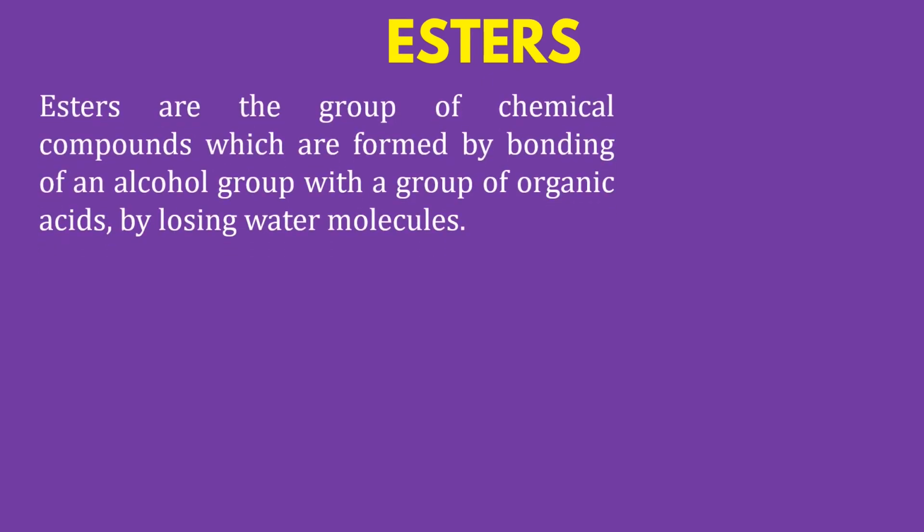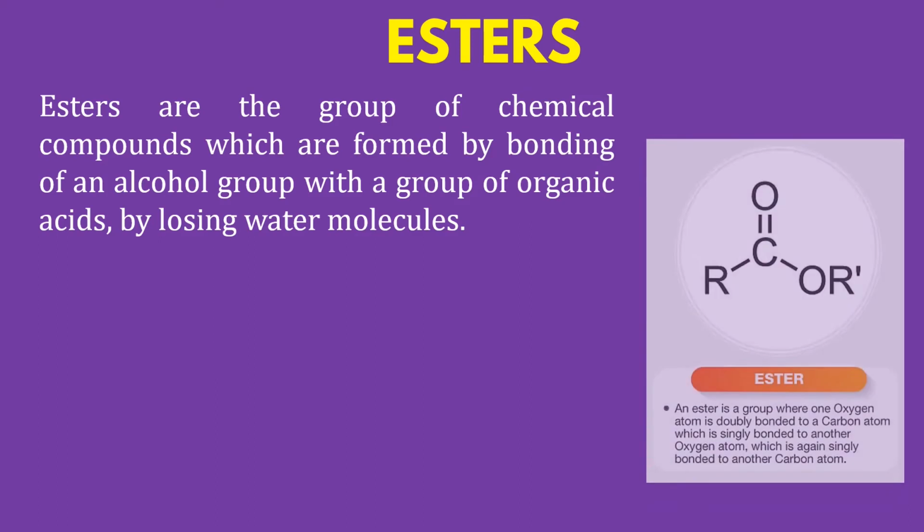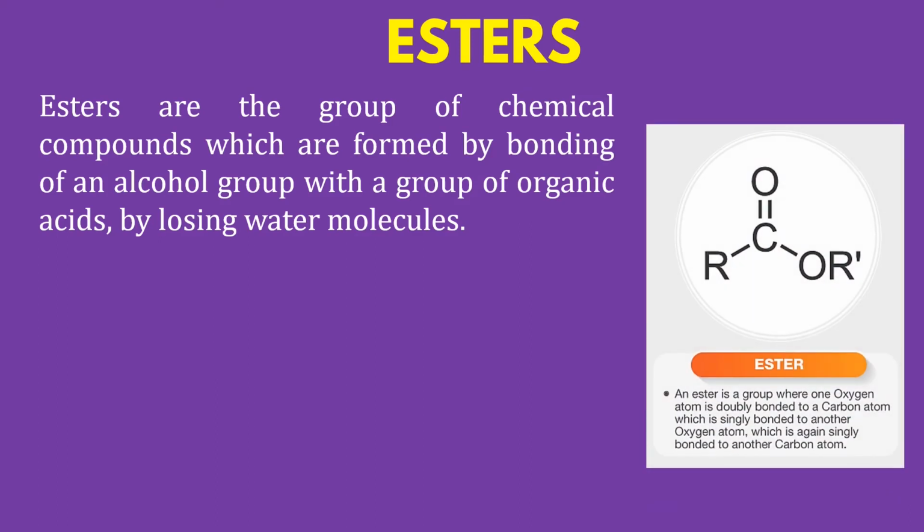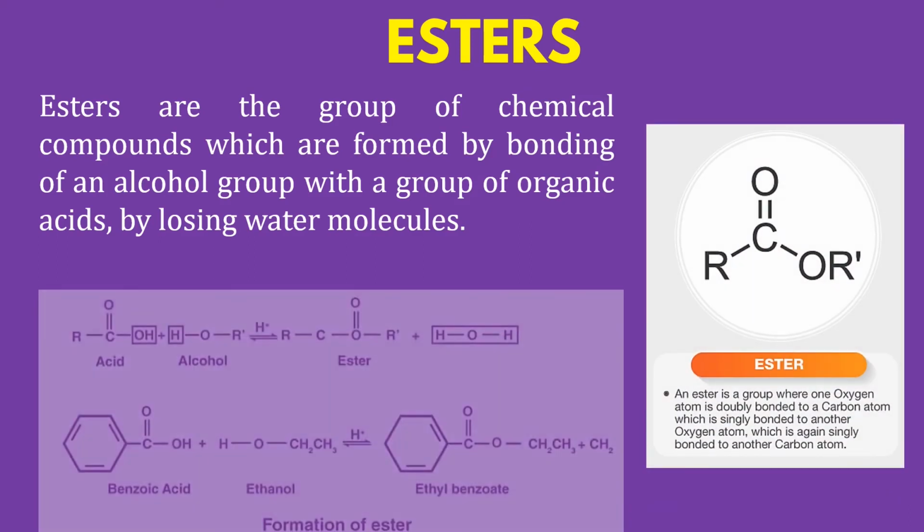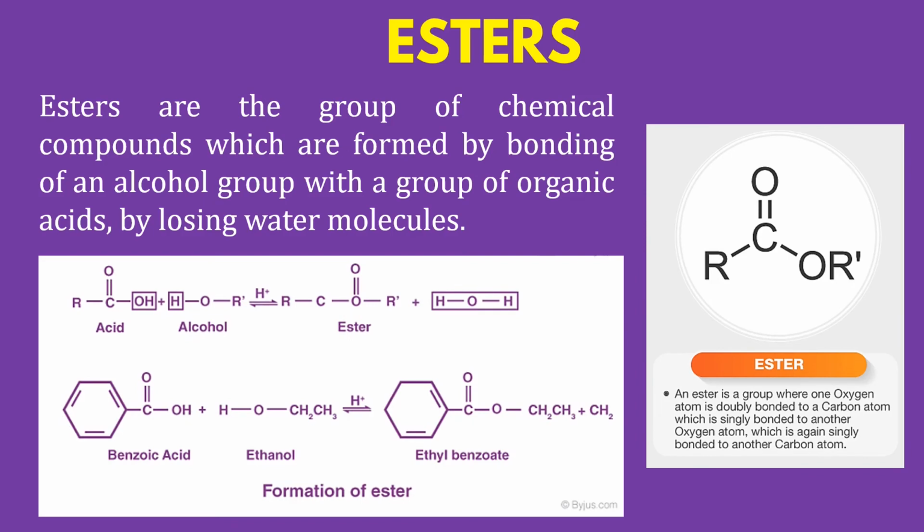Esters are the group of chemical compounds which are formed by bonding of an alcohol group with a group of organic acids by losing water molecules. Based on the illustration, esters are also usually derived from carboxylic acids. Ester is formed when carboxylic acid and alcohol react with water as a byproduct. Esters feature a carbon-to-oxygen double bond that is also singly bonded to a second oxygen atom.